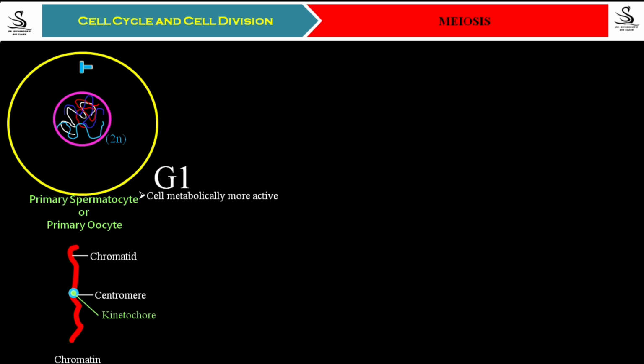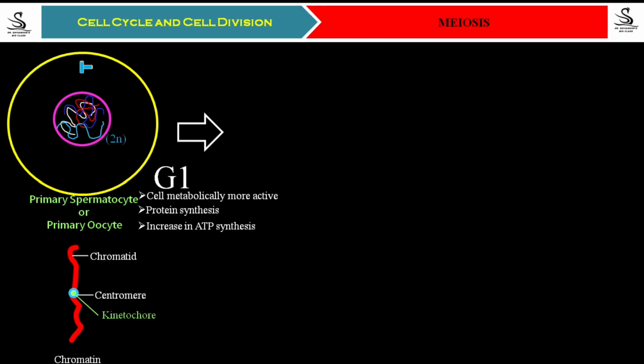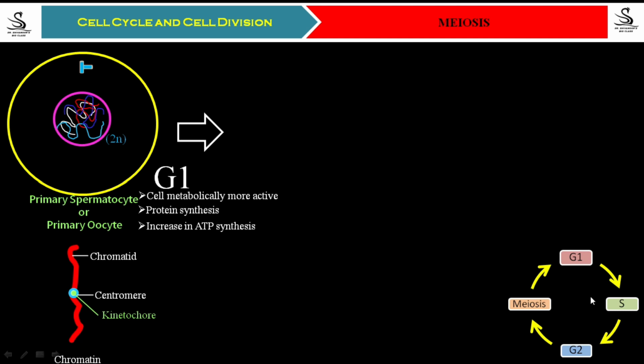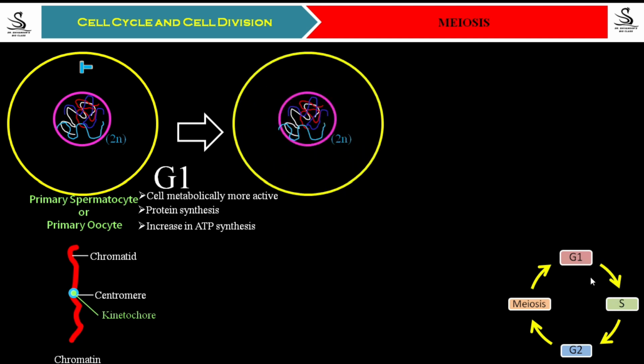This is the G1 phase. I told you the cell is metabolically more active by this time, and protein synthesis increases several fold, and there is also an increase in ATP synthesis. After this, the cell continues into the next phase. The next phase is the S phase, as I told you. From G1, it must enter into the S phase. You can observe here what happens during the S phase.